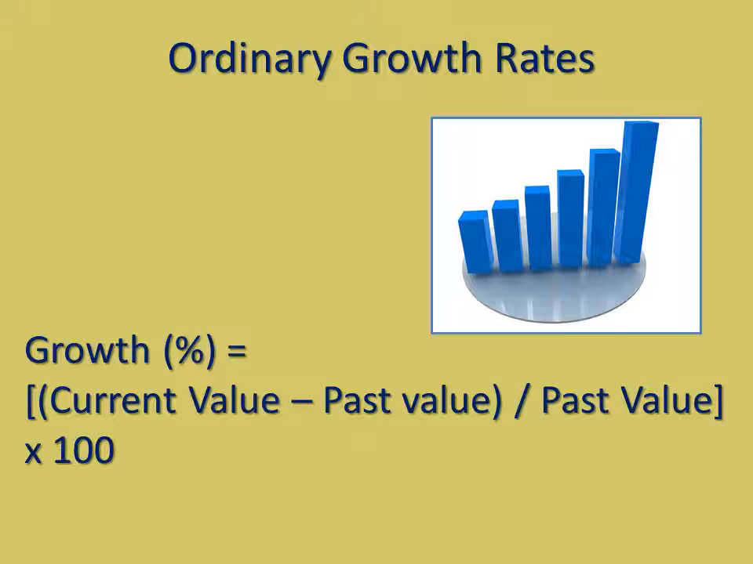The percent growth, you take the current value minus the past value, then you divide that by the past value, and that's going to give you a decimal. And to convert that into a percentage, you would of course multiply that by 100. So again, very, very simple concept here, ordinary growth from point A to point B, and we can use this formula to define what that growth rate between periods was.